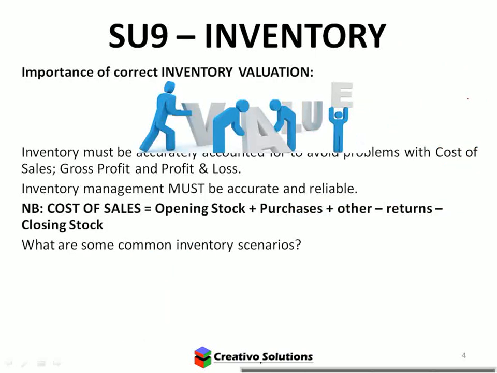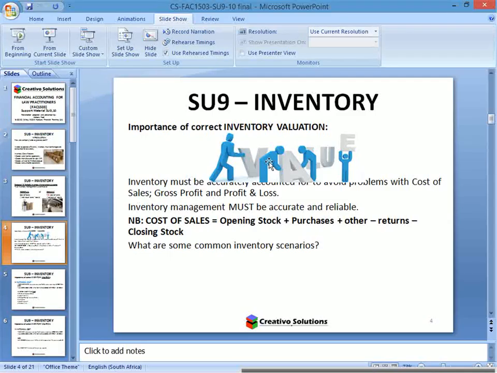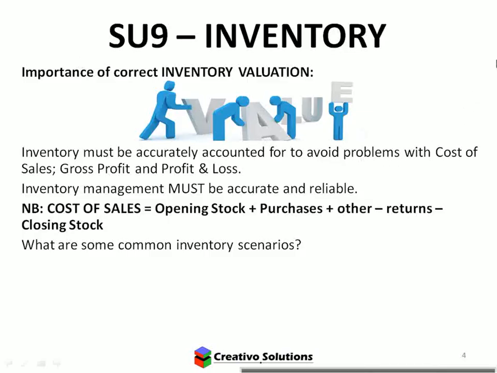We need to look at inventory. When looking at inventory, we need to know what inventory is going to be valued at. Value for inventory means what? The cost price. How much did it cost us? If I'm buying stock, I need to know how much the stock cost us, because the stock is going to be recorded in the books of the business. Then I'm going to have opening stock, I'm going to have purchases, I'm going to have other costs, I'm going to have returns, I'm going to minus closing stock.